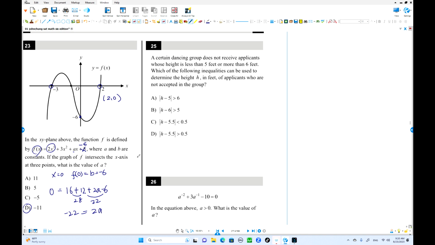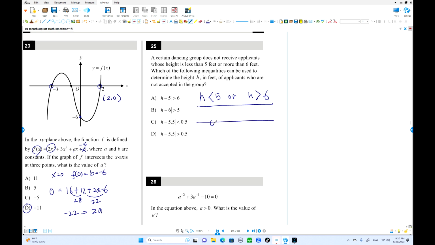Okay, a dancing chrome does not receive applicants whose height is less than 5 or greater than 6. They use h for height: height is less than 5 or height is greater than 6. They are not going to accept. So which of the following inequalities can be used to determine the height? This is the general expression for an inequality, okay?